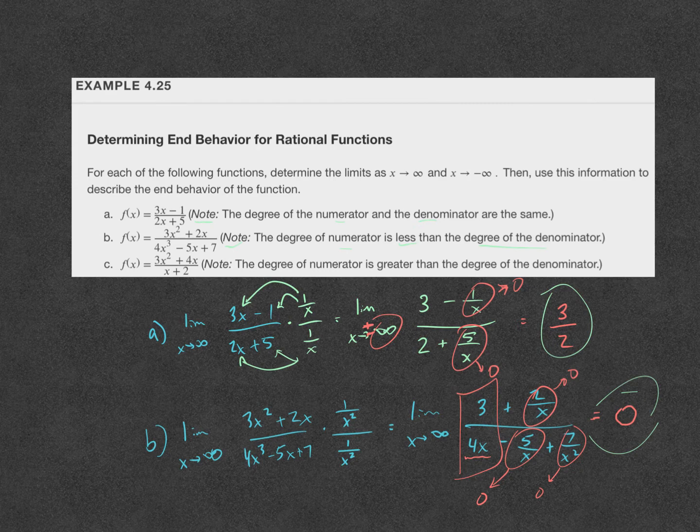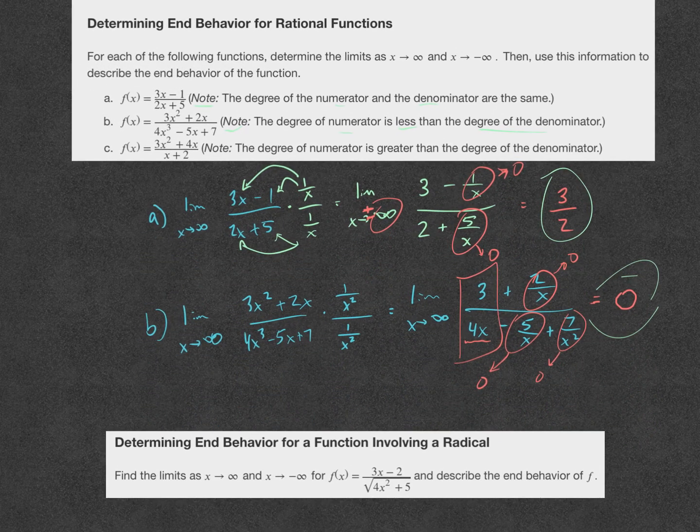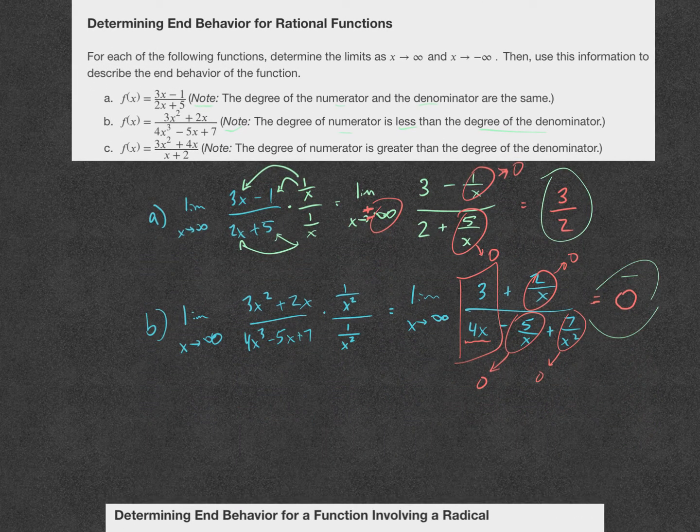Okay, so I'm not going to do the third one the same way. For part C, let me scroll down a little bit, move the next example down. For part C, let me write it down first. My function is the limit as x approaches infinity of 3x squared plus 4x divided by x plus 2.